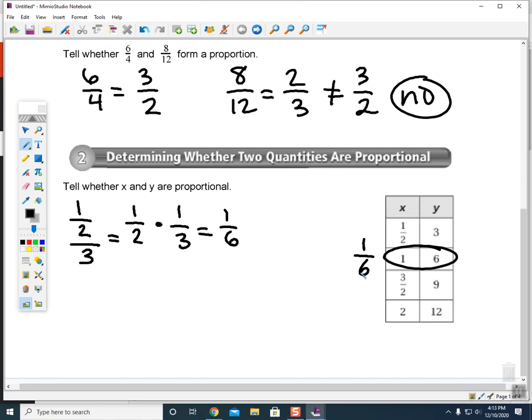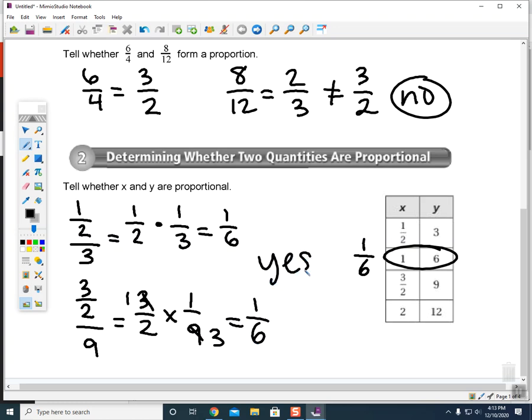Then my third one is 3/2 over 9. So if I do my keep, change, flip, I would do 3/2 times 1/9. 3 goes into 9 3 times, 3 goes into 3 once. This also reduces down to 1/6. So yes, they are proportional. X and Y form a proportionate relationship. They are proportional.